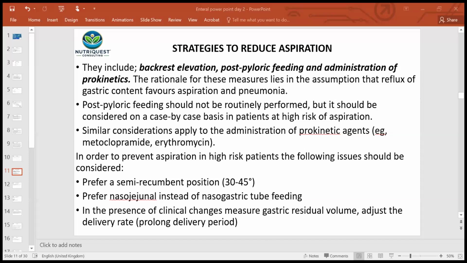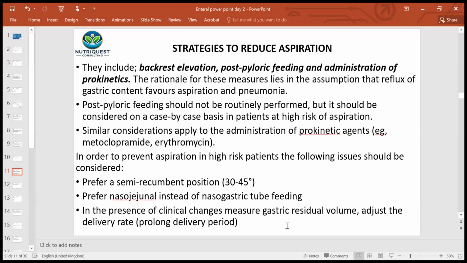Then moving on, in order to prevent aspiration in high-risk patients, prefer a semi-recumbent position, that is 30 to 45 degrees. We learned that yesterday. Prefer nasojejunal instead of nasogastric tube. So if the tube is going up to the jejunum, then it means that you are going to have semi-elemental formulas, and the feeds will just go through the jejunum and they might not be able to come back.